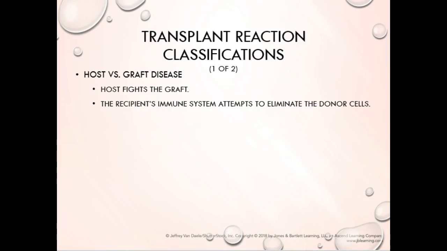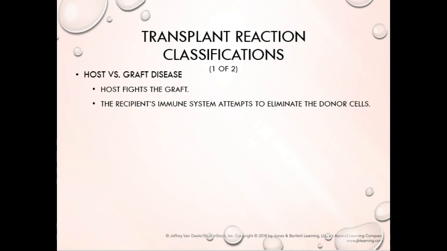So different types of transplant classifications and rejections. You can have either the host fighting the graft, which is pretty obvious. You're going to get a tissue implanted into your body. Your body is going to see that as being a foreign invader, also known as an antigen. It's going to somewhat fight that. And that's why people with transplants will need to be on immune suppressors to keep their immune response lower so they don't kill off that transplant tissue.